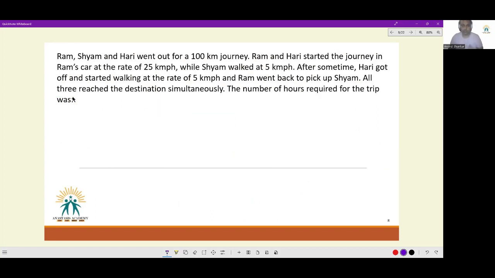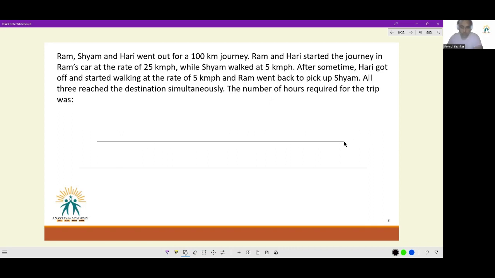Okay. Next. Ram, Sham and Hari went out for a 100-kilometer journey. Ram and Hari started the journey in Ram's car at the rate of 25 kilometers per hour, while Sham walked at the rate of 5 kilometers per hour. For some time, Hari got off and started walking at the rate of 5 kilometers per hour, and Ram went back to pick up Sham. All three reached the destination simultaneously. The number of hours required for the trip was... again, diagrammatically, it is best understood.